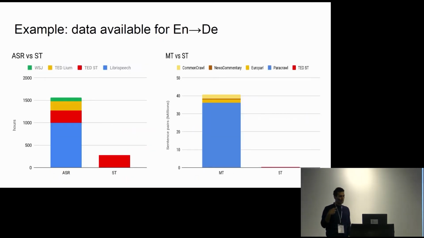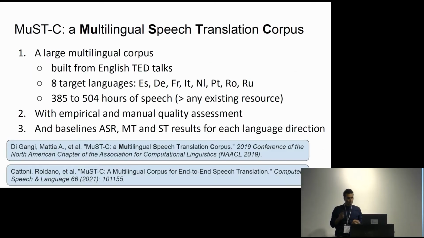For example, in IWSLT 2018, there was an evaluation for direct speech translation, and this is a screenshot of the data available. For ASR, we have significantly more audio data than for speech translation, and between machine translation and speech translation, we cannot even compare. So we decided to release MuST-C, a multilingual speech translation corpus that is built from TED Talks.